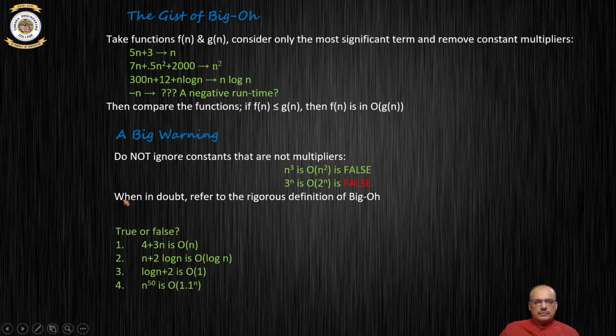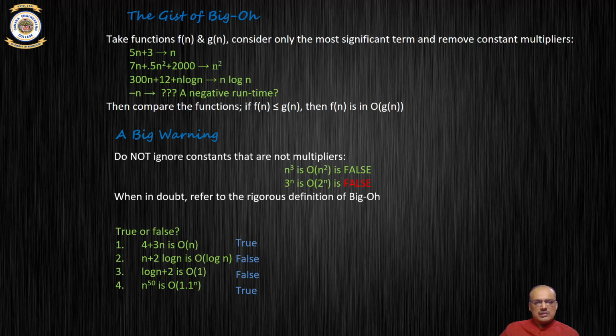Okay, so here is a little bit of a question. It is for you. Say whether this is true or false. 4 plus 3n is in the big O of n. Is it true or false? If you say it is true, it's correct. Okay. Similarly, n plus 2 log n is in the big O of log n. Is it true or false?